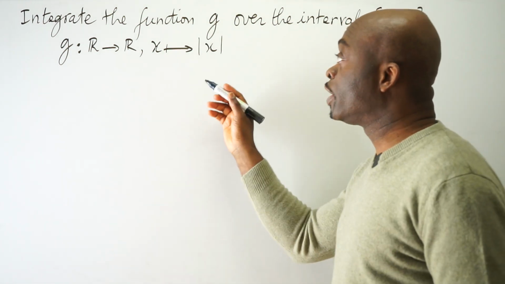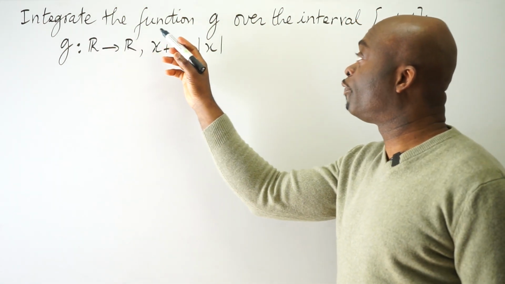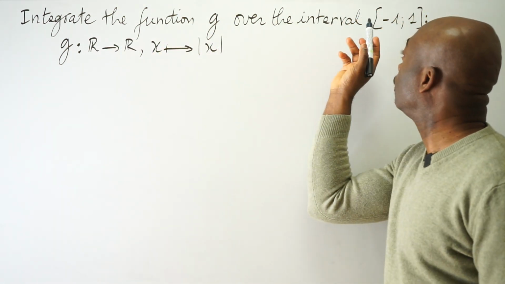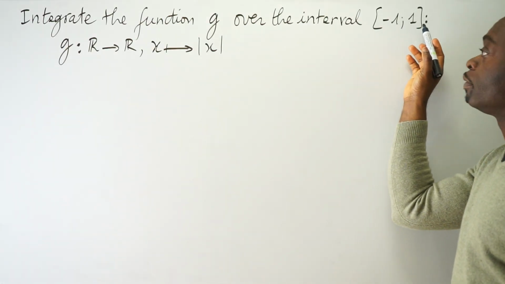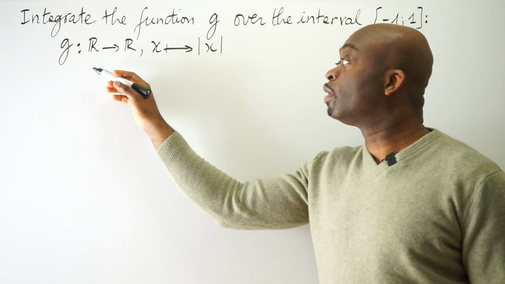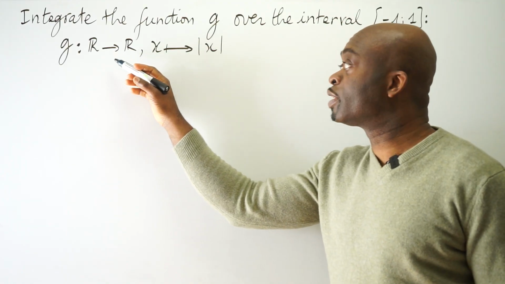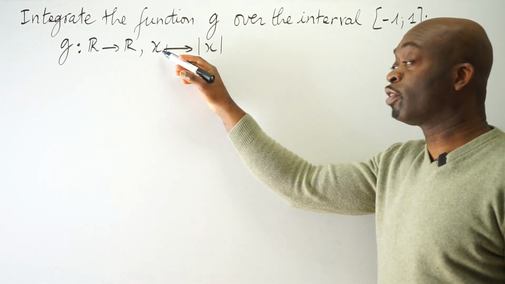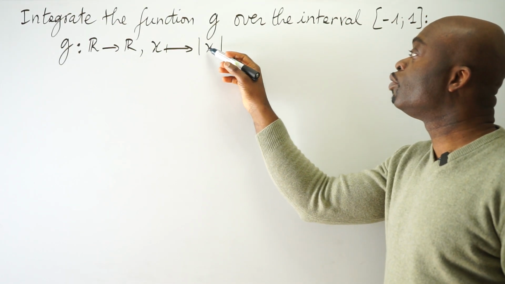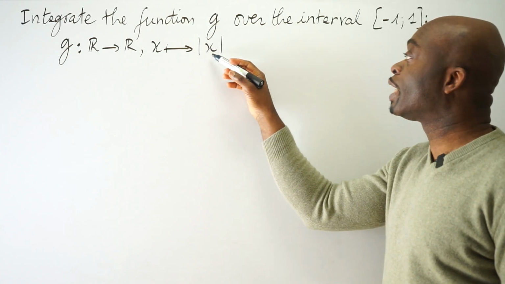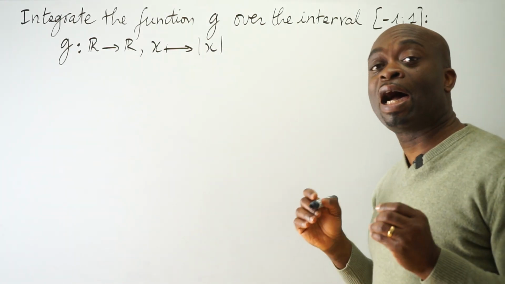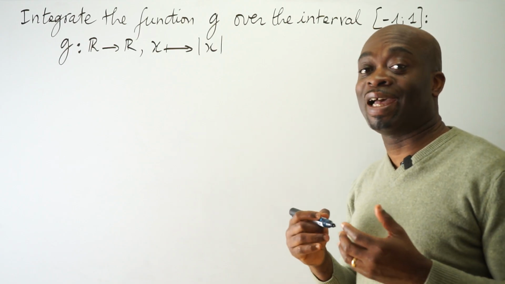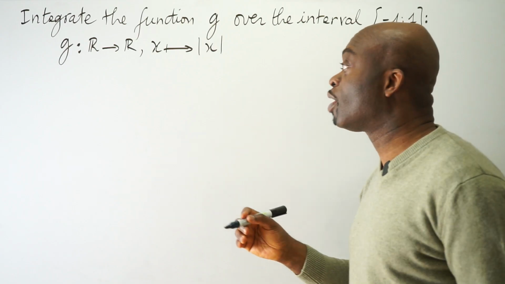We are asked to solve this problem: to integrate the function g over the interval [-1, 1], where g maps the real numbers to the real numbers, defined by x going to the absolute value of x. So we're dealing with the absolute value of x here. Now how can we write this problem as an integral problem?